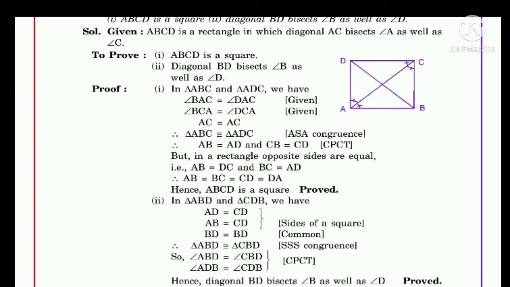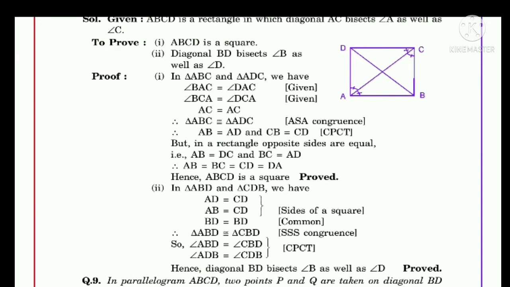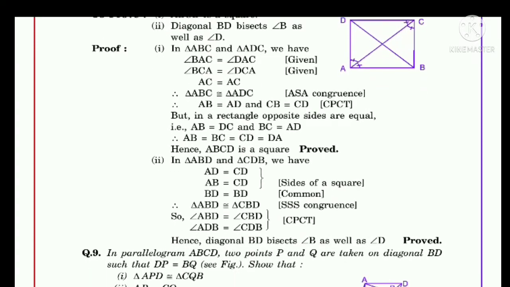AD equal to CD, already we proved, because square. At first we write AD equal to CD, as well as we can write AB equal to also CD, isn't it? And now the third case, BD is common for both the triangles. So how many sides are here equal? Three. So therefore by the side side side congruence rule, we can say these two triangles are congruent.